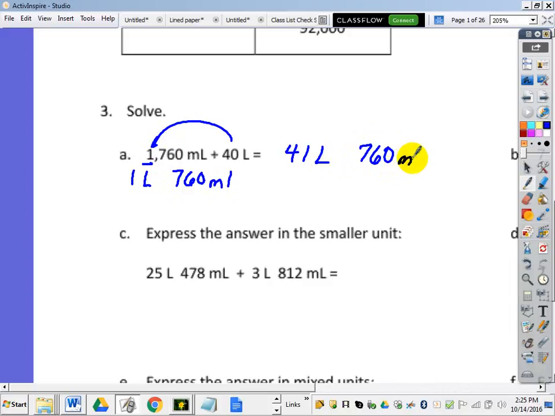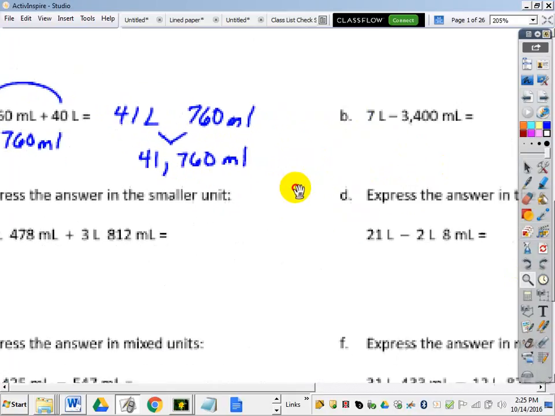Now they didn't tell me to put it in the smallest or biggest unit, so I could rewrite this whole thing as the number 41,760 milliliters. Now that's a lot of those little tiny pieces of liquid. You can either write it this way, as a mixed unit, or you can write it this way as 1 unit. Kind of cool. So there's your 41, which is your 41 liters. That's A. Where's B? B.